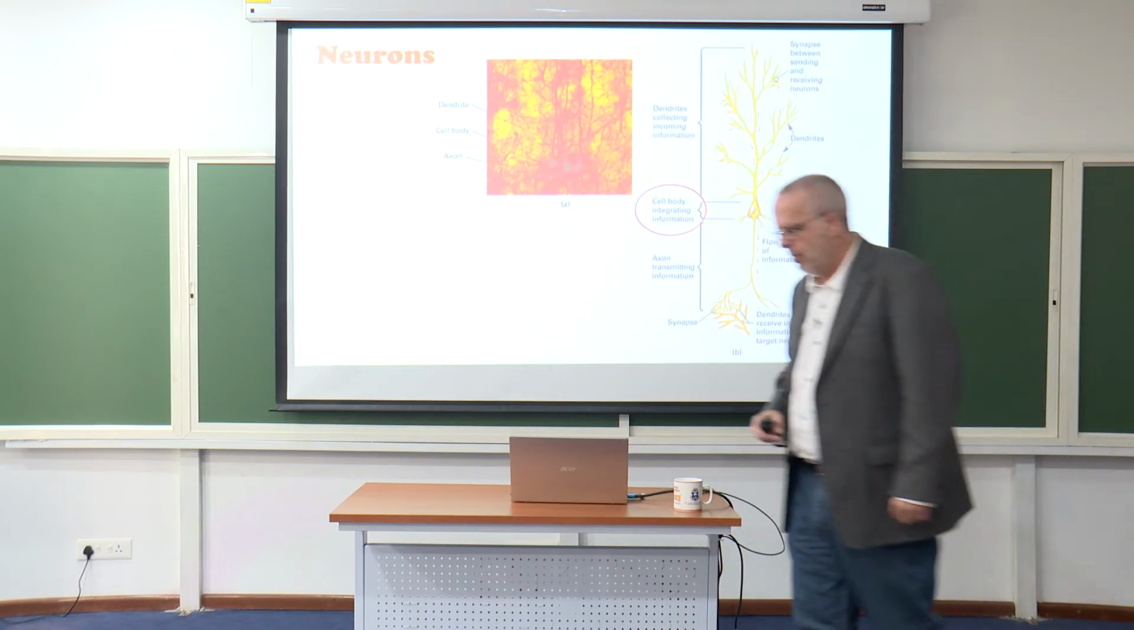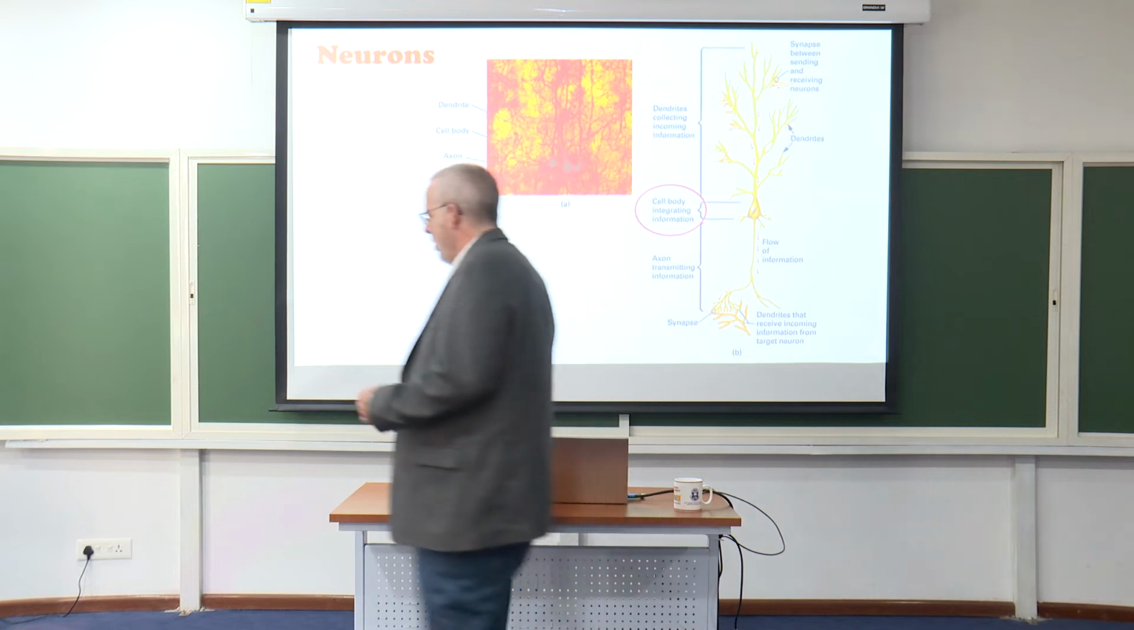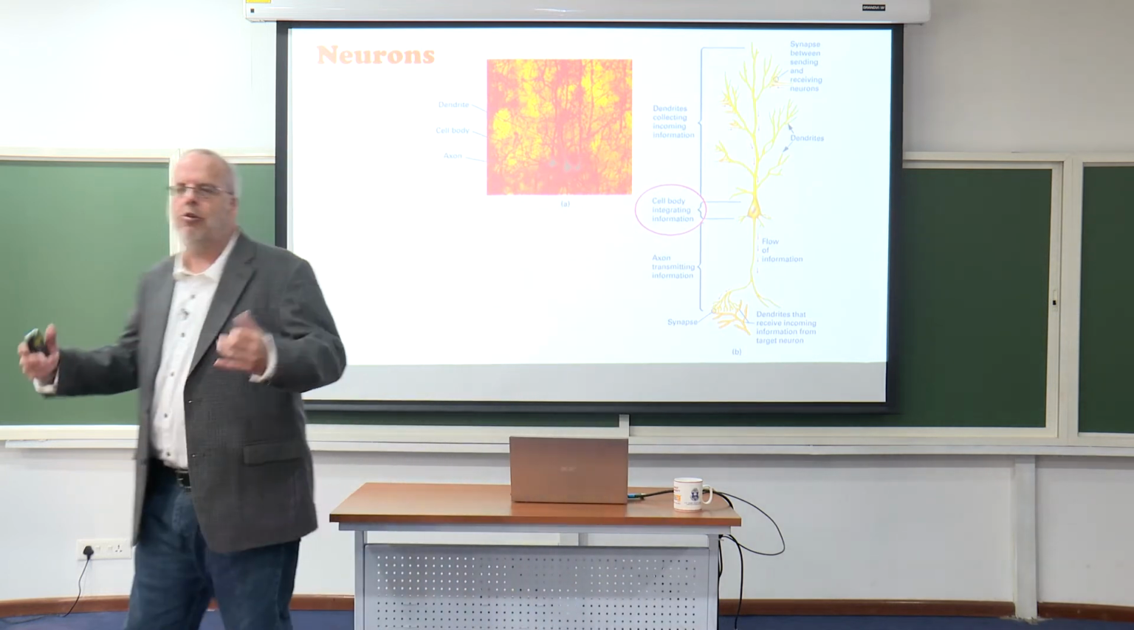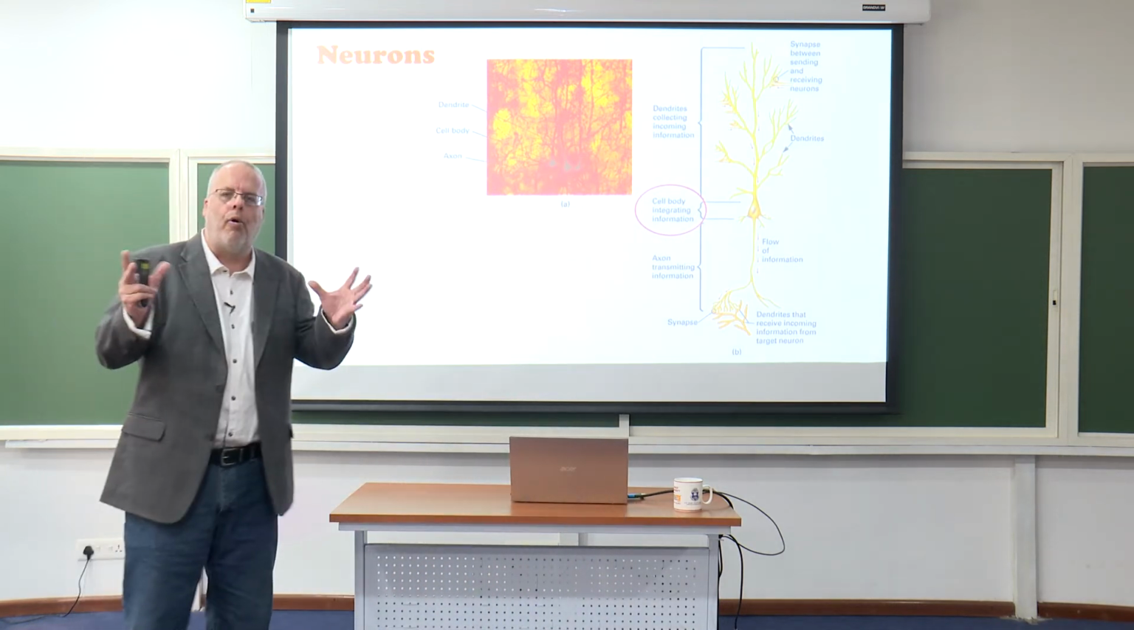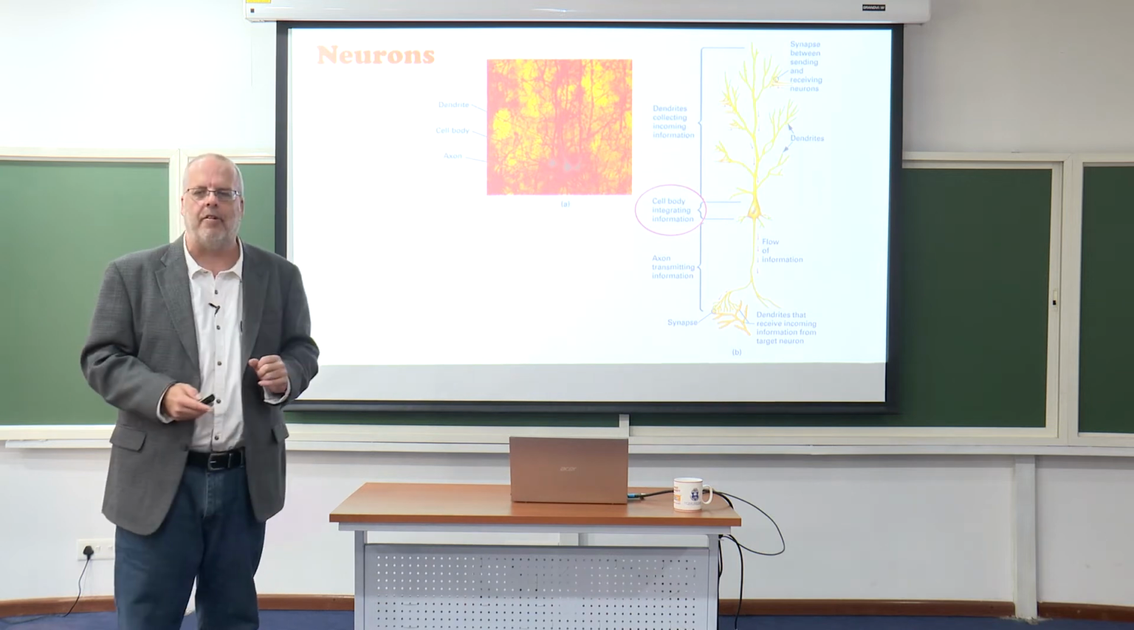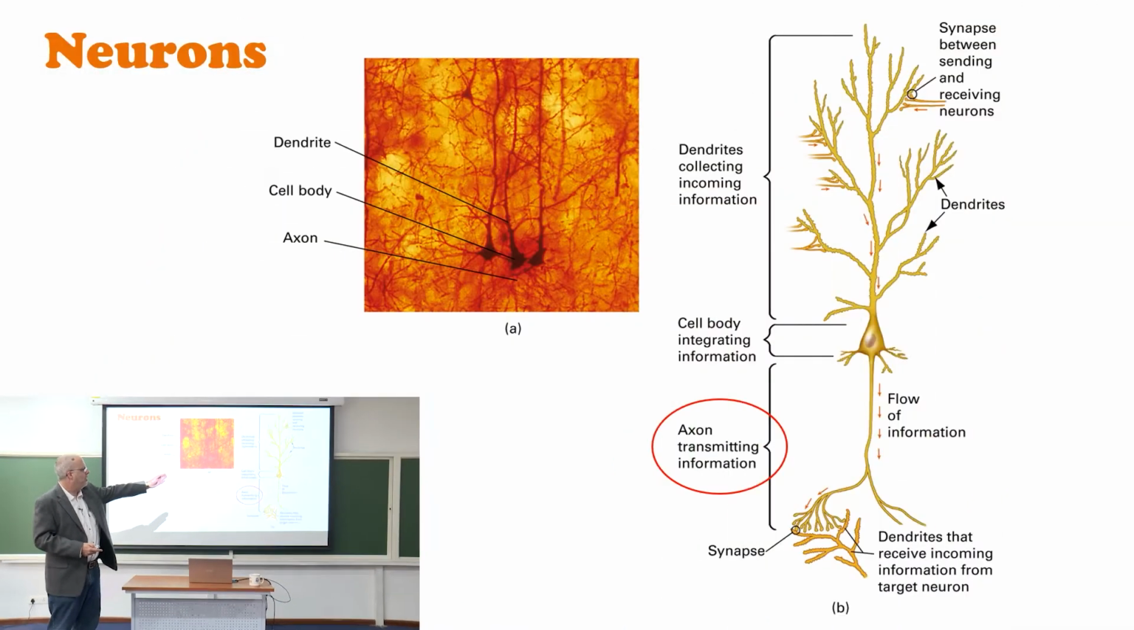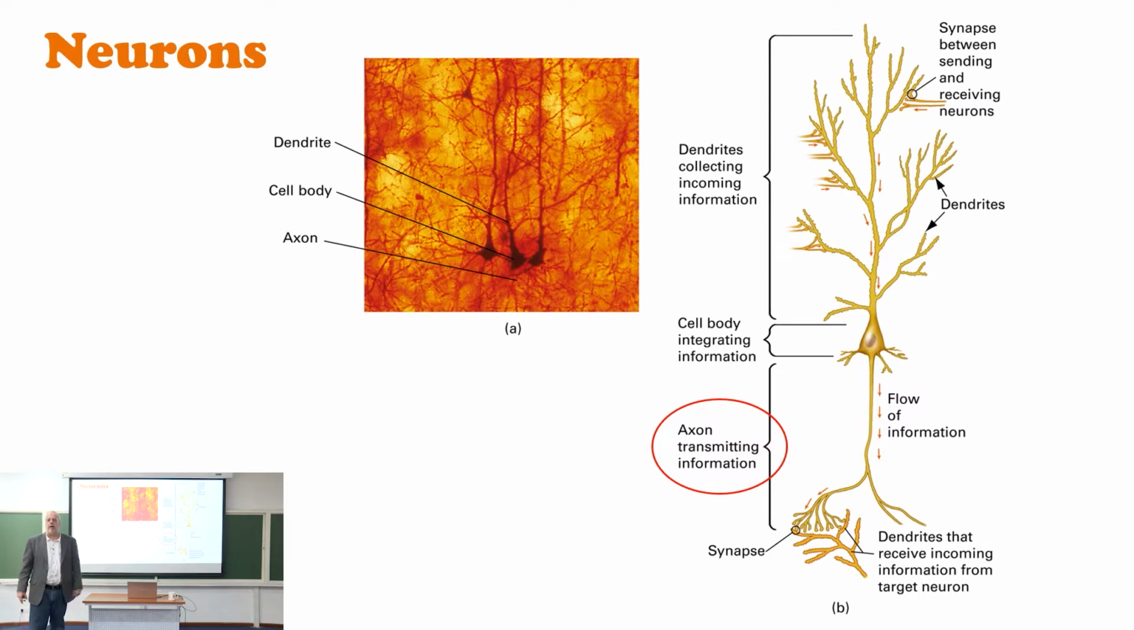The second component is the actual cell body. This is where the DNA and your genes are located. Okay? Important, but we're not going to put a great deal of emphasis on it today. Rather, I want to talk about this third structure called the axon. The axon is the, quote, output of a neuron.